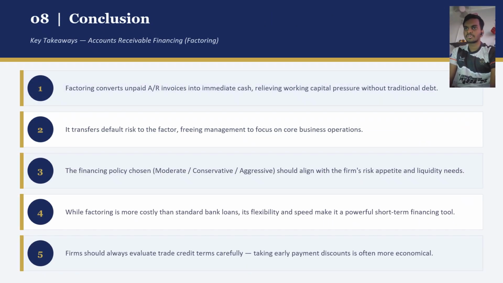Final slide. Conclusion. First, factoring converts unpaid AR invoices into immediate cash, relieving working capital pressure without traditional debt. Second, it transfers default risk to the factor, freeing management to focus on core business operations. Third, the financing policy chosen, moderate, conservative or aggressive, should be aligned with the firm's risk appetite and liquidity needs. Fourth, while factoring is more costly than a bank loan, its flexibility and speed make it a powerful short-term financing tool. Fifth, firms should always evaluate trade credit terms carefully. Taking the early payment discount is often more economical.